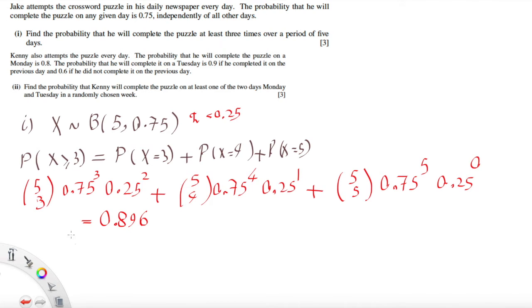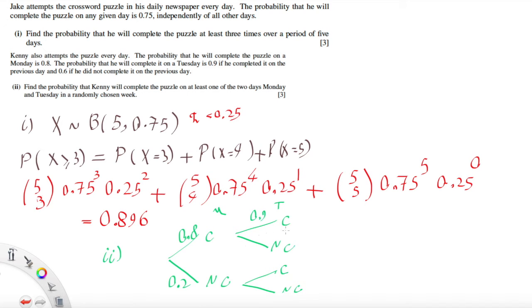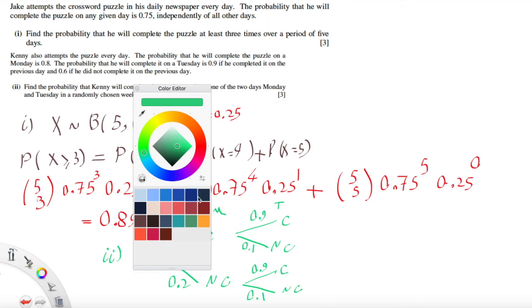Now I use a tree diagram here. There are 2 possibilities for Monday: complete or not complete, with probability of 0.8 for complete. Not complete will be 0.2. Then for Tuesday, again 2 possibilities: complete, not complete, complete, not complete. If he completes on Monday, the probability for Tuesday will be 0.9 completing and 0.1 for not completing. Likewise here.